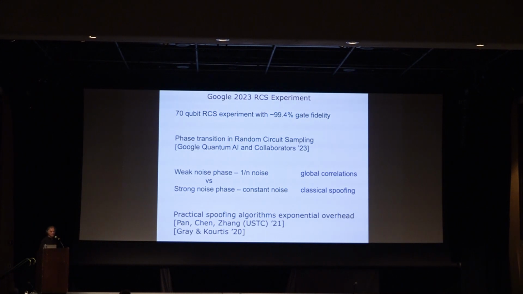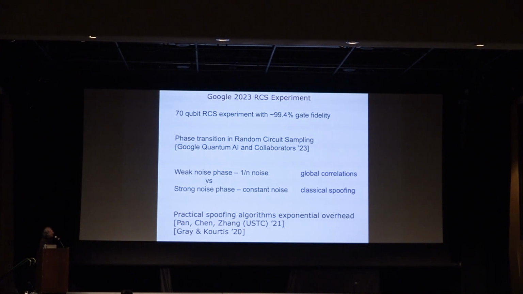Okay, so earlier this year, Google did another random circuit sampling experiment, which was larger. It was about 70 qubits with increased gate fidelity. You know, this was for the 2 qubit gates plus the single qubit gates at each iteration. But together with that, they pointed out something very interesting. They said, look, there's a phase transition in random circuit sampling, which works like this. You can think of two different noise phases: the weak noise phase, where you have 1 over n noise, and the strong noise phase, where you have constant noise.